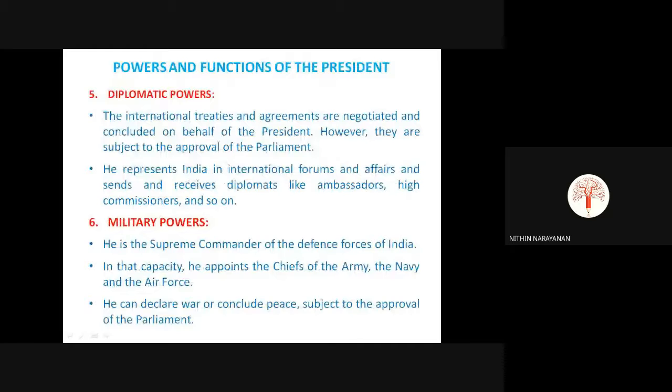Then diplomatic powers. International treaties and agreements are negotiated and concluded on behalf of the president. However, they are subject to the approval of the parliament. And also he represents India in international forums and affairs, and sends and receives diplomats like ambassadors, high commissioners and so on. Those are what come under diplomatic powers, in foreign matters and matters related to international treaties and agreements.